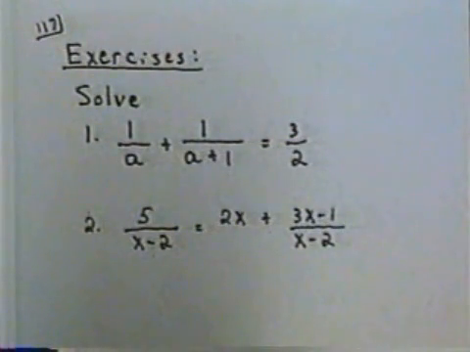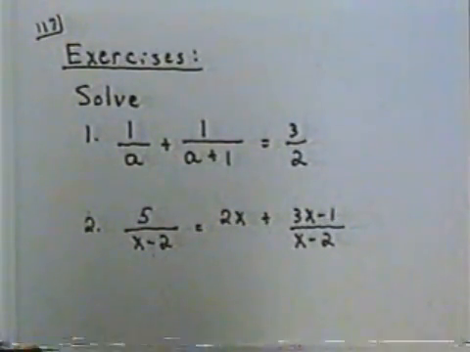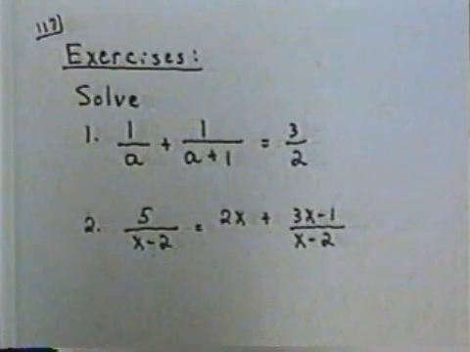Now I want you to do some exercises. Let's solve 1 over a plus 1 over a plus 1 is equal to 3/2. The second one, 5 over x minus 2 is equal to 2x plus 3x minus 1 over x minus 2. Carefully copy the problems, stop the tape, work the problems, restart the tape to check your answers.